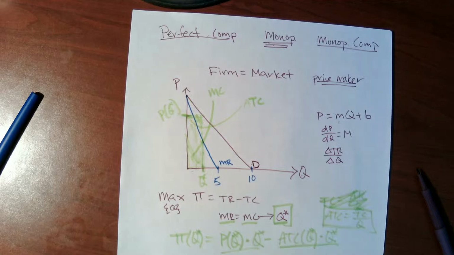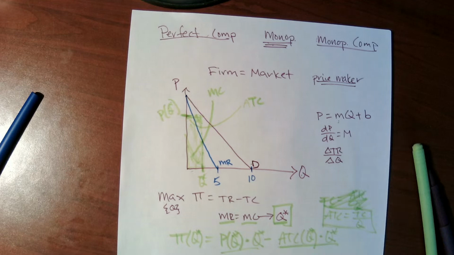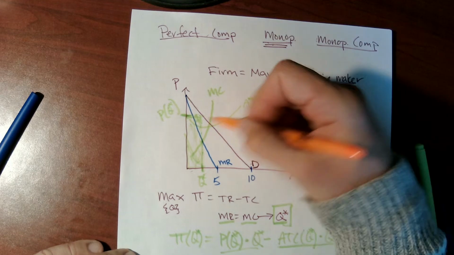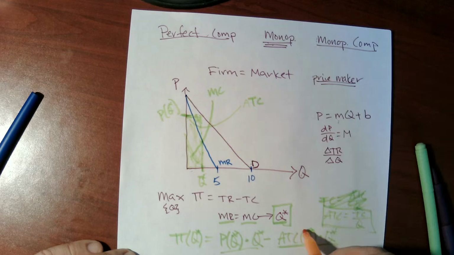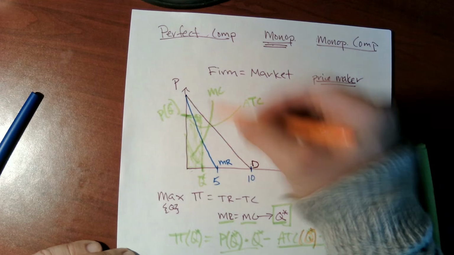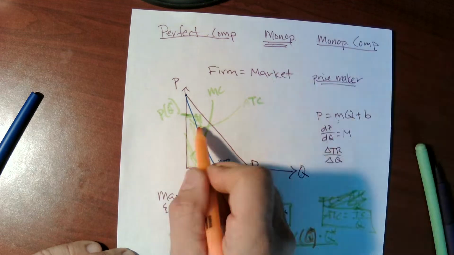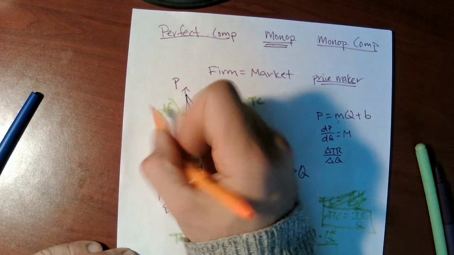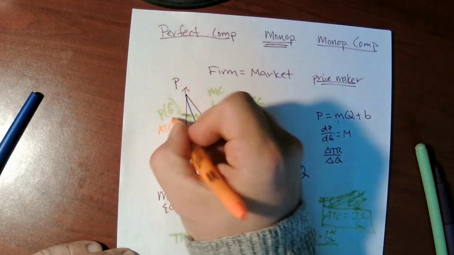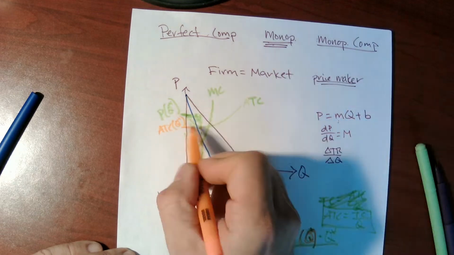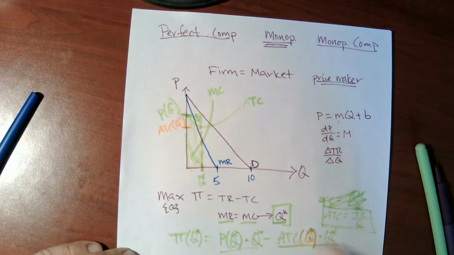Total cost. Let's do it in a different color pen. This one's kind of dying on me. Anyway, we'll do it in a highlighter. How's that? Total cost, ATC. Remember, average total cost is a function of Q. So what is it at Q star? There's my average total cost at Q star. So ATC times Q.